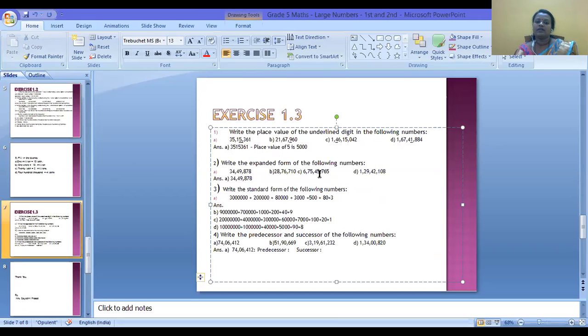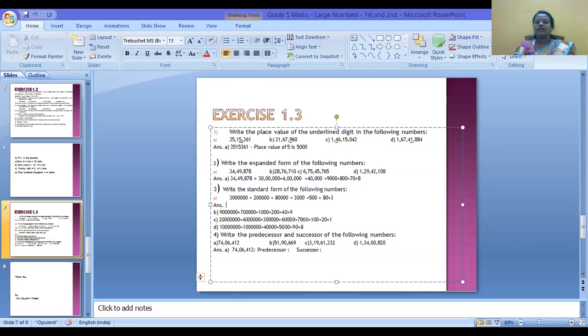Now let us write the expanded form of the following numbers. We have this number written as 30 lakhs, where it is beneficial if you separate with commas, plus 4 lakhs plus 40,000 plus 9,000 plus 800 plus 70 plus 8. So this gives you a clear idea about the expanded form.